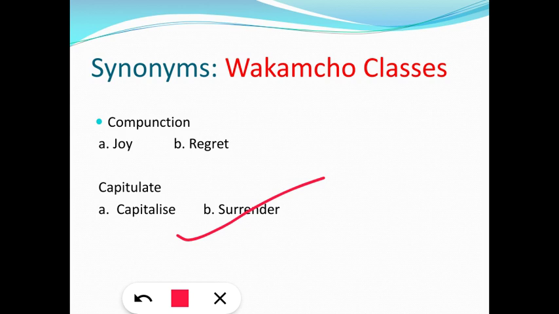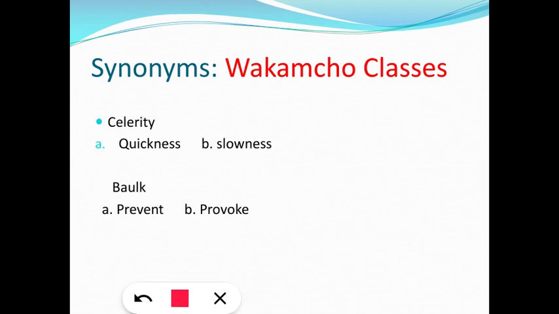I'm just going to the answers straight away because, or else if I go on explaining, then the video will be quite lengthy. So as to avoid that, I'm just giving you the answers straight away. Now, the next word that we have is celerity. What would be the synonym for the word celerity? Option A, quickness. Option B, slowness. And the right option would be option A, quickness.